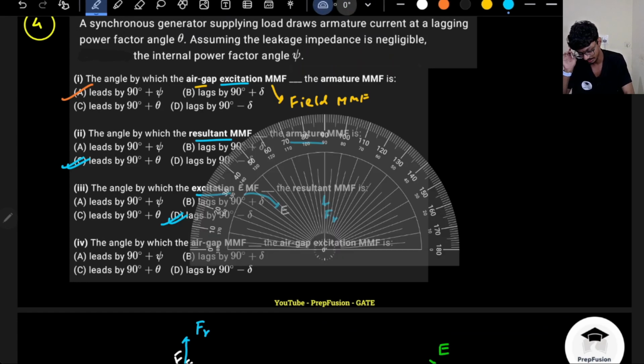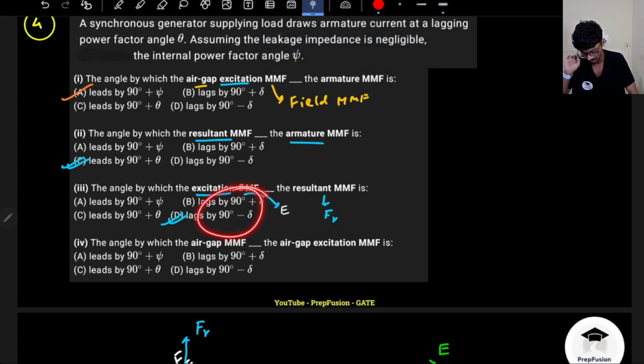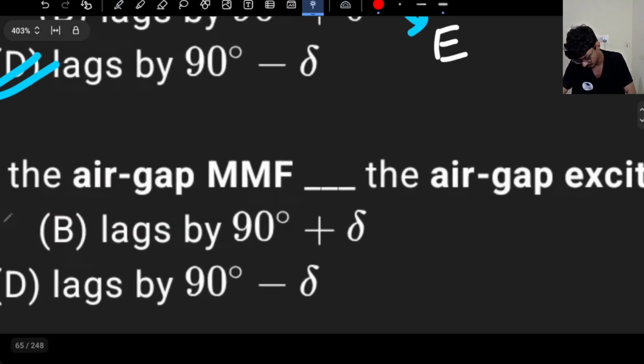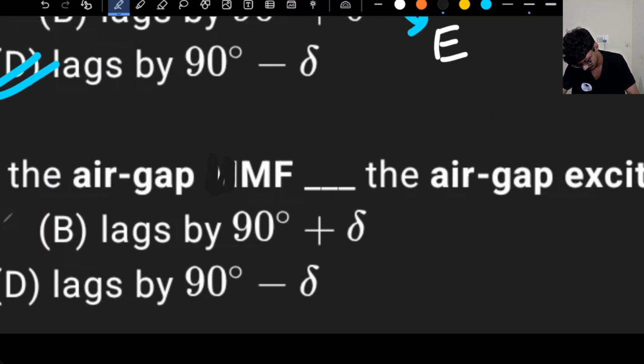It lags by 90 minus delta, so option D will be correct. Now, the angle by which the air gap MMF and the air gap excitation, again I think this is wrong. It is not MMF. It should be EMF.